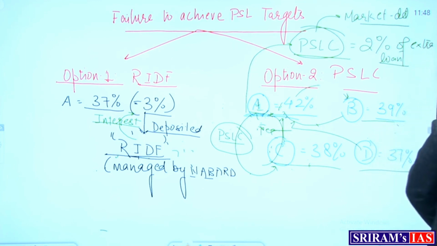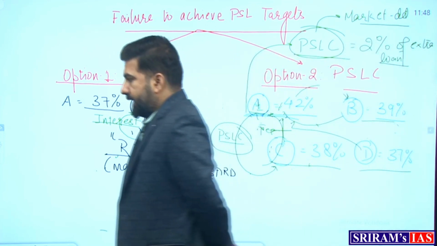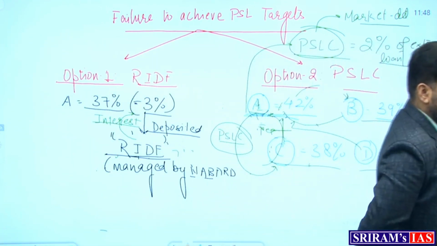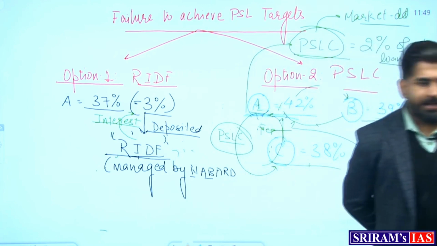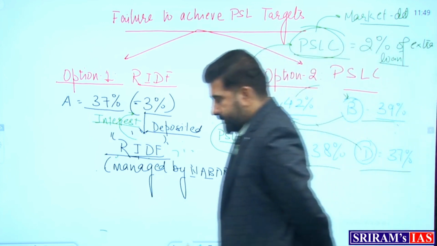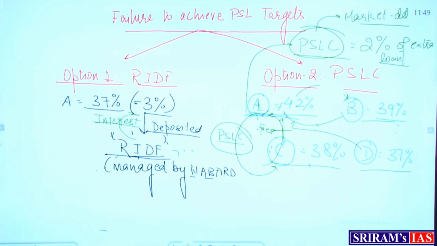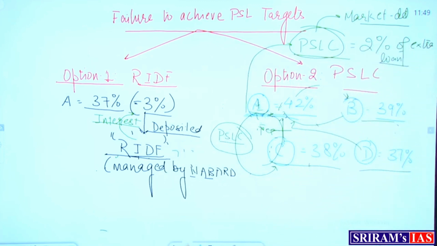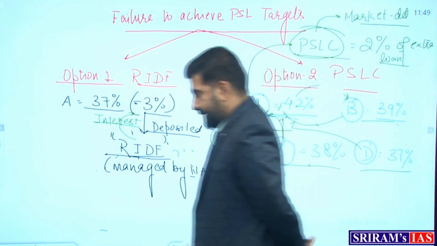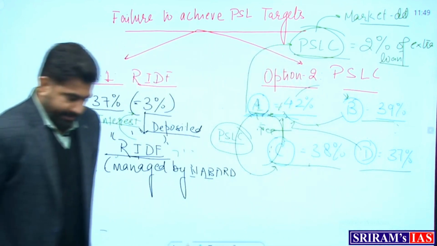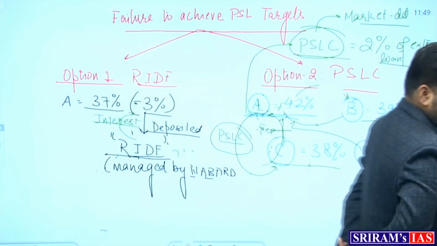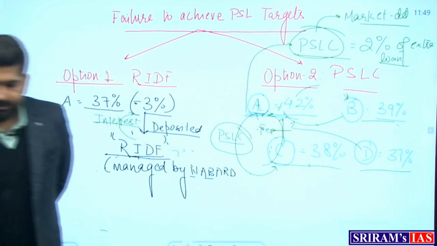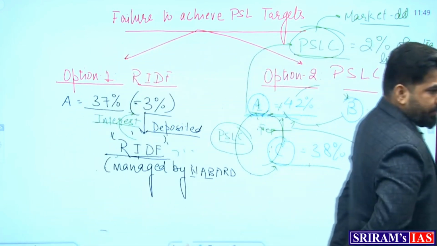Next point. Under the PSLC mechanism, the seller sells fulfillment of priority sector obligation, and the buyer buys the obligation with no transfer of loan or risk.